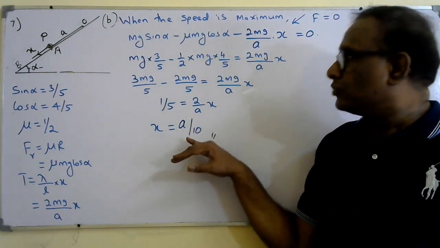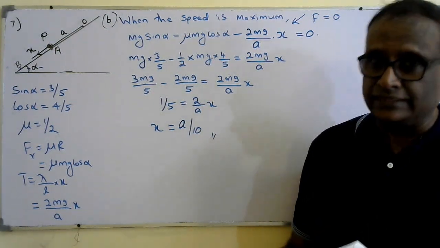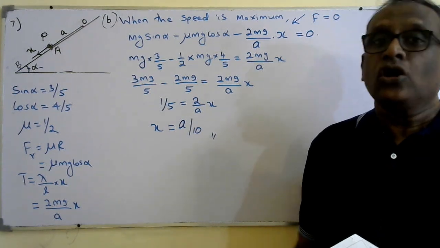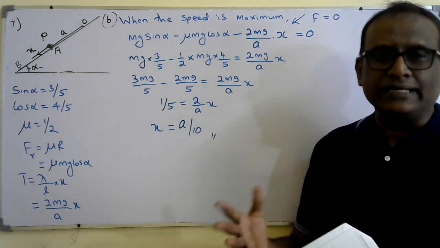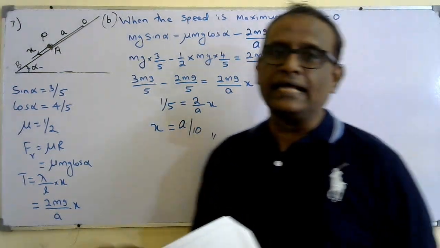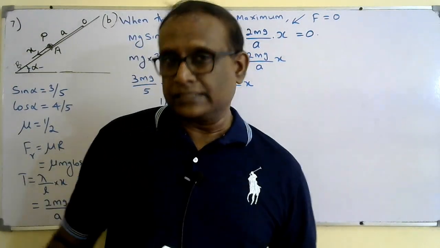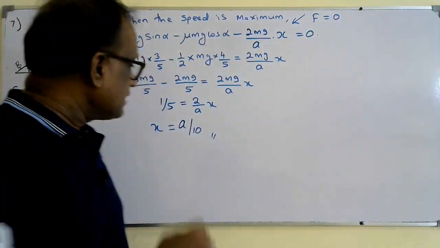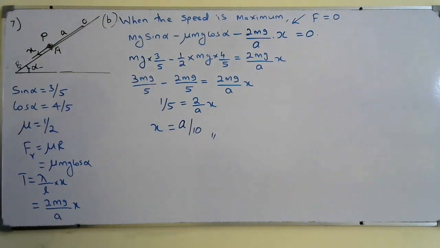Now we need to find the maximum speed. That could be found by two different methods, using the energy equation or using Newton's second law. It's exactly the same idea as I did in the previous part, the A part. I'm going to do the same thing, but the only difference is that I substitute for x. That's all, nothing else. So I'll do it now.